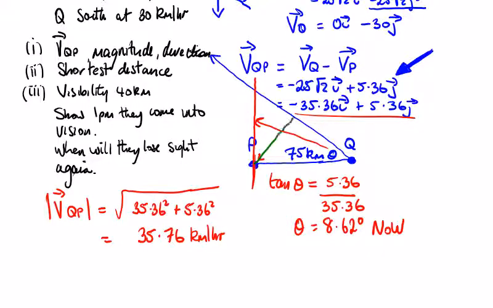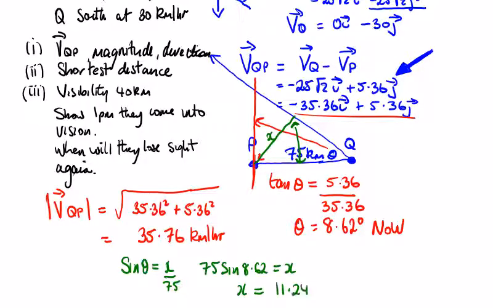We look at the shortest distance. We have my angle in there, we call it X, so the sine of theta is equal to X over H, being opposite the right angle, 75. So 75 sine theta, 75 sine 8.62 is equal to my shortest distance. So my shortest distance is 11.24 kilometers.